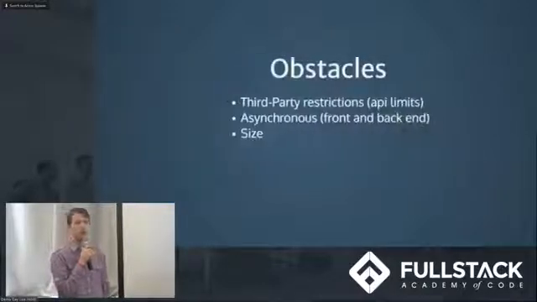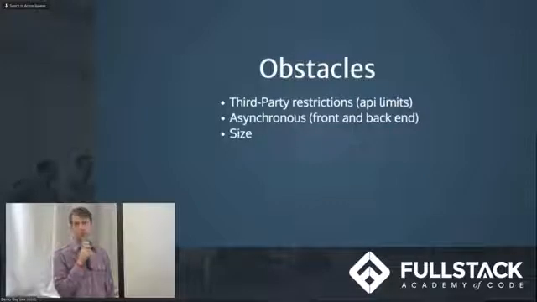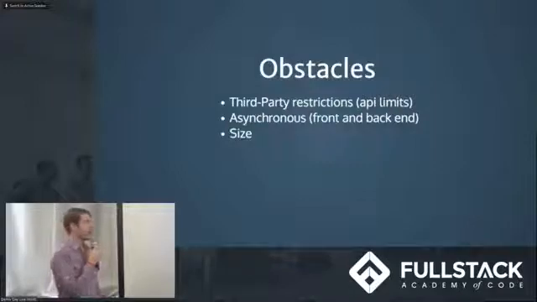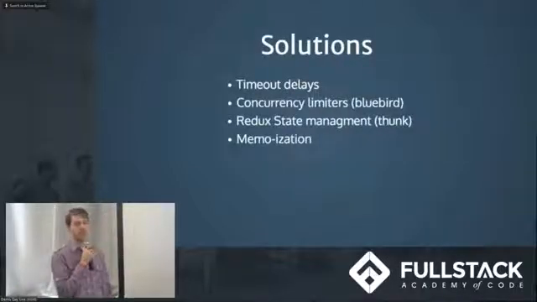But what were some of the obstacles that we were trying to overcome? Well, third-party restrictions or API limits were one issue, where an API would actually sever the connection if we were making too many calls too frequently, which we were at the beginning. Asynchronicity on both the front and back end was something that needed to be handled, as well as just the size of the data that we're talking about. It took a long time to compile.